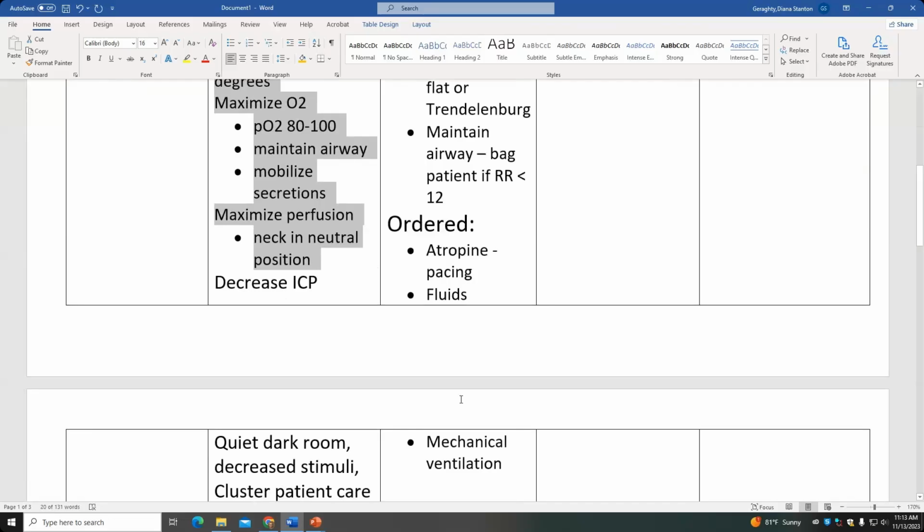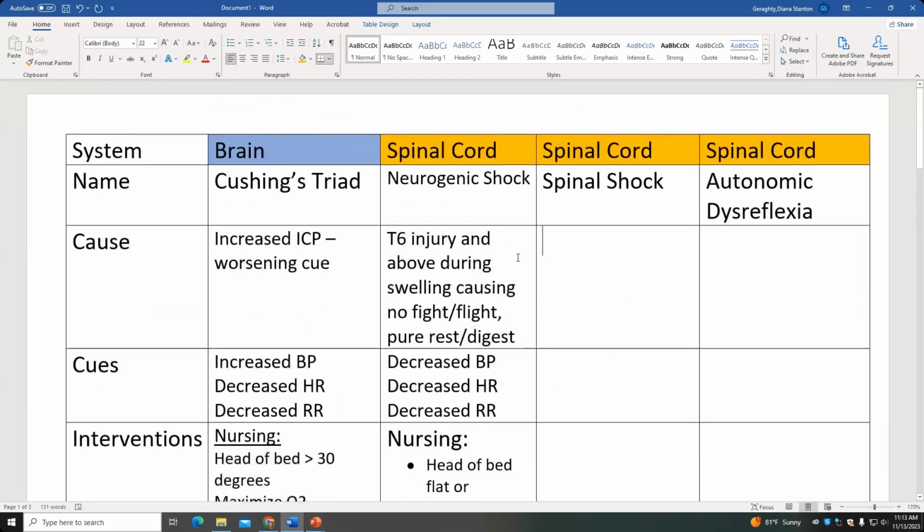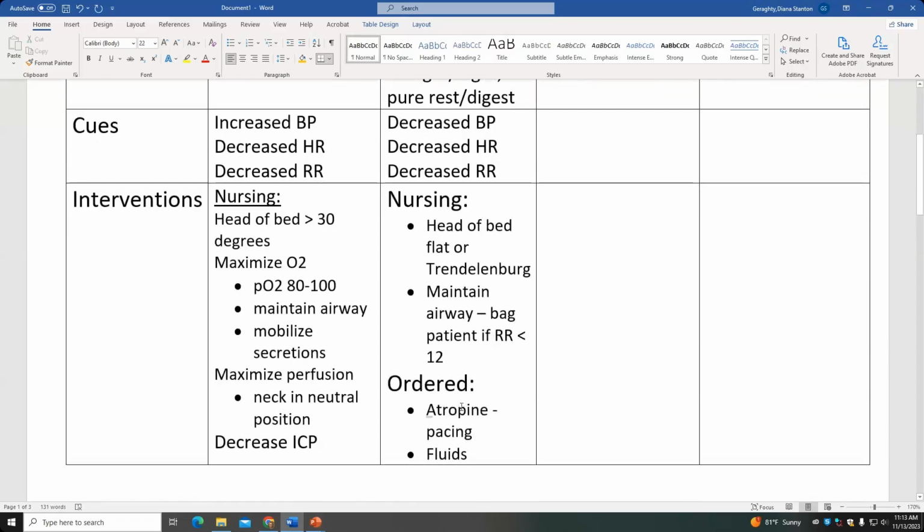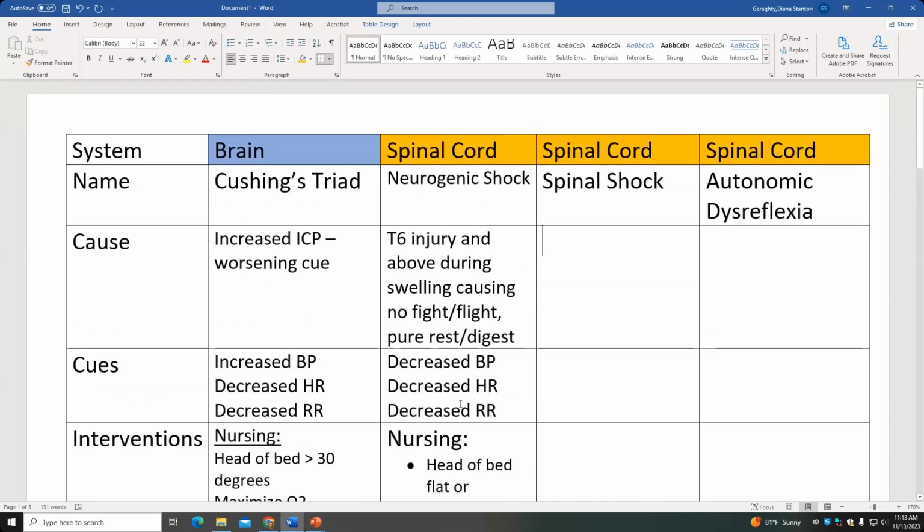There's not much we can do nursing-wise. But if you note your patient going into neurogenic shock, you're not going to be surprised based on their level of injury. You can go ahead and get those emergency interventions and get your call off. They might even have these orders as standing orders in your chart because they know the risk is there. So you might have atropine as a standing order, and you might have fluids as a standing order. But that's neurogenic shock. Spinal shock. What is spinal shock?